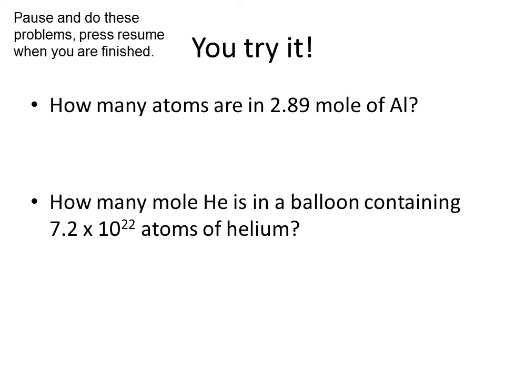Now what I'd like you to do is to take the principles that we just covered with moles and number of atoms and do the following problems, figuring out how many atoms are in 2.89 moles of aluminum and how many moles are in 7.2 times 10 to the 22 atoms of helium. Pause and then press resume after you've finished the problems.